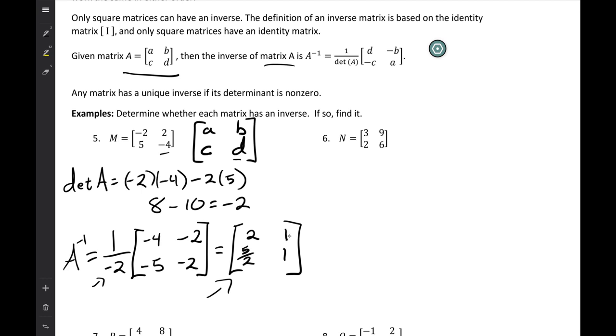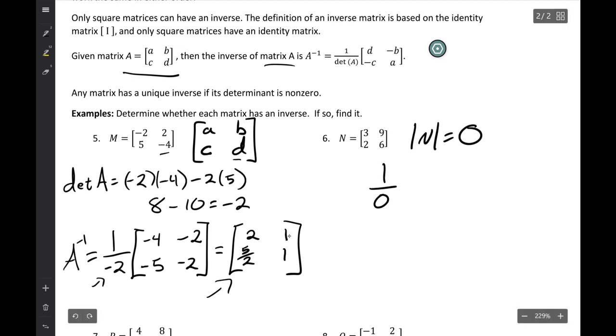Okay, so let's go through and do the next one. So 3 times 6 is 18, minus 9 times 2. So 18 minus 18 is 0. So the determinant of N is equal to 0. Now that means there's no inverse, because 1 over 0 is undefined. So no inverse.